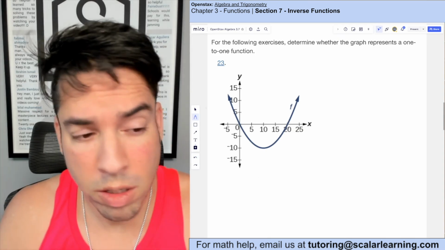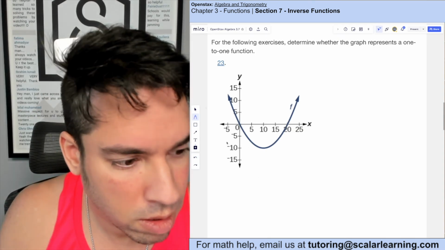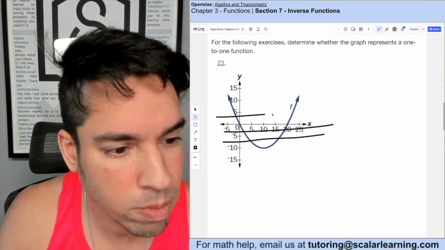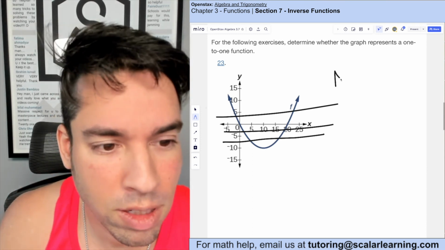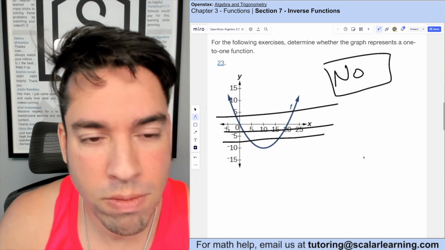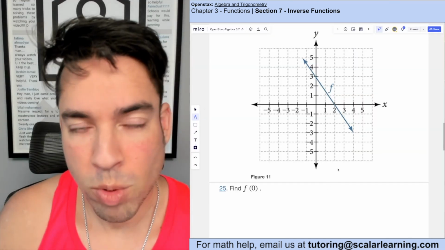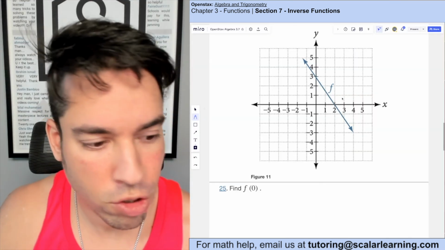For this one, we're looking at the graph, and we can see based on the horizontal line test, check it out, boom, I'm hitting the function more than once. I'm hitting it twice. Therefore, this is not a one-to-one function. Boom, done. For number 25, the question is f of 0 based on the graph.